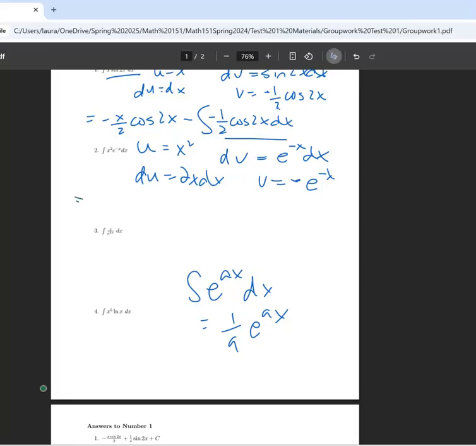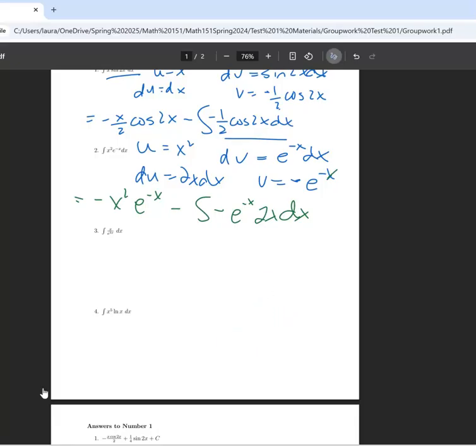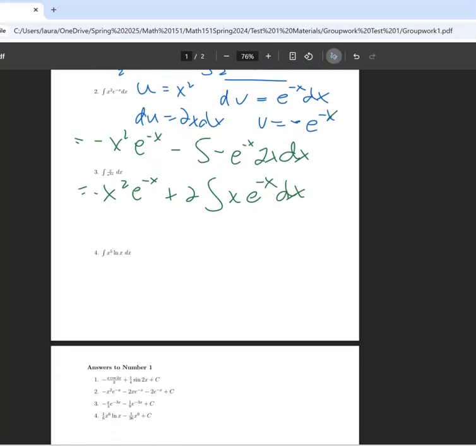So uv, negative x squared e to the negative x, sorry, it's kind of messy, minus the integral of v du, negative e to the negative x, 2x dx. Okay, so let's see what we've got. I would always suggest, it's not necessary, but I would always suggest cleaning up what you've got. So negative, negative, and a 2, so positive 2, x e to the negative x dx.